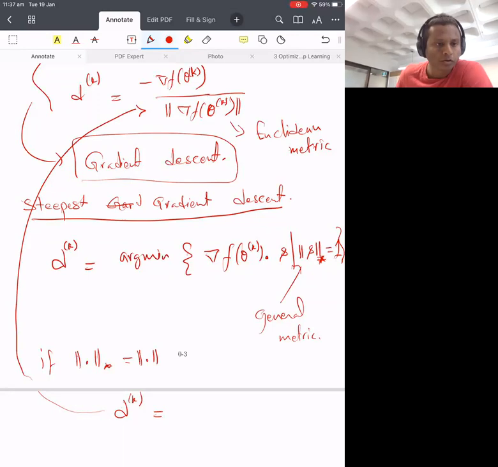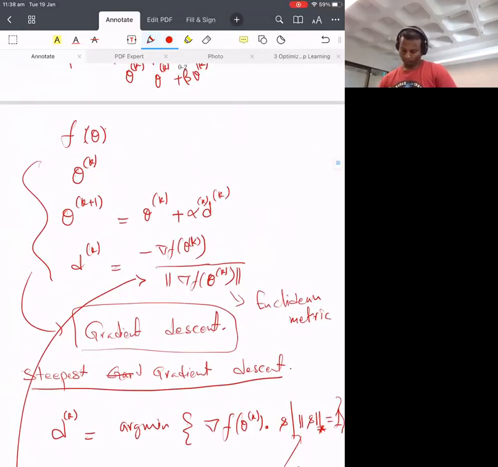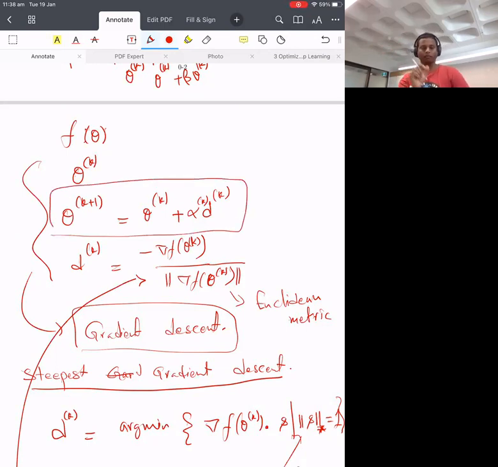So there is a question. Alpha contains the directional component. What is d? Alpha is a learning rate. The direction is given by the gradient in the gradient descent method, and alpha is just how long you want to move. That is the learning rate. What is the step size?